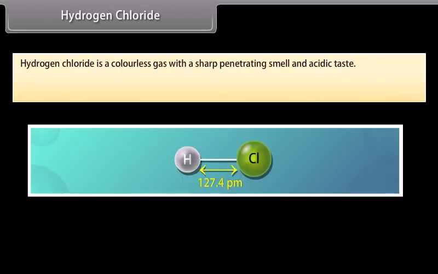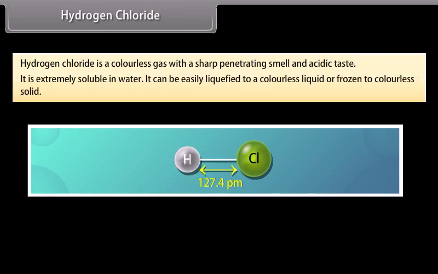Hydrogen chloride. In 1648, Glauber obtained hydrogen chloride by heating common salt with concentrated sulfuric acid. It is a colorless gas with a sharp penetrating smell and acidic taste. It is extremely soluble in water. 1 volume of water dissolves about 450 volumes of hydrogen chloride under ordinary conditions.